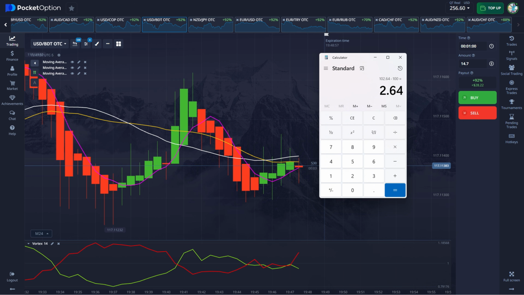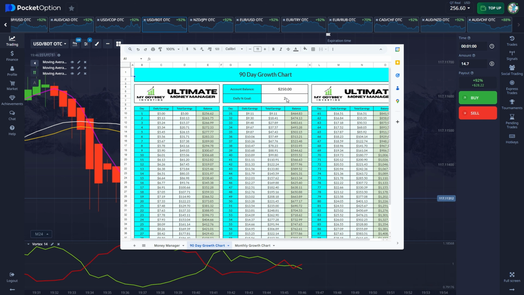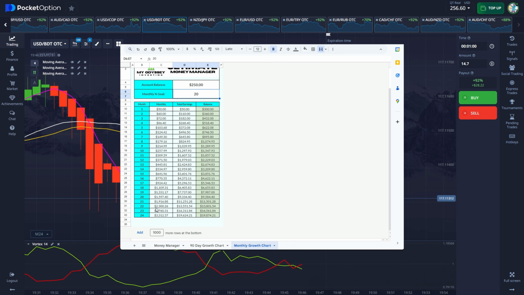I honestly am. So if you use this Ultimate Money Manager and you use the 90-day growth, my goal is to earn 2% per day. So today I made 2.6%. So I would go ahead and enter 2.6% here, which would change this balance. My goal is to trade 10 days a month and make 2% a day, which is 20%. And as you can see by this chart here, after 24 months, my $250 will turn into $19,874.